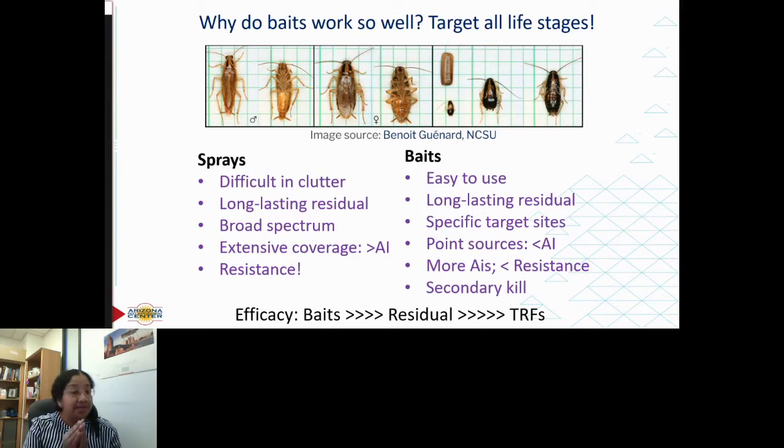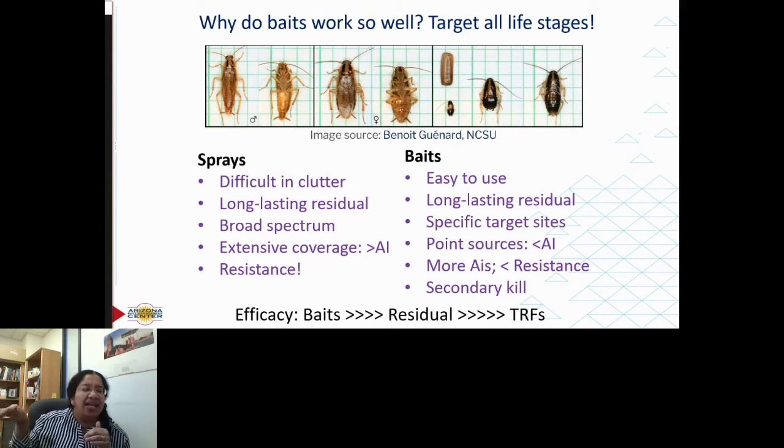And baits develop resistance too, and that's what I'll talk about. But especially if there are more active ingredients, there's less development of resistance. Okay, and secondary kill is not such a big problem with baits. So when you look at the efficacy of these different types of materials that you can use for cockroach management, baits are the most effective, followed by residual sprays. I'm not saying the sprays are not effective at all. They will kill some, sure they will.